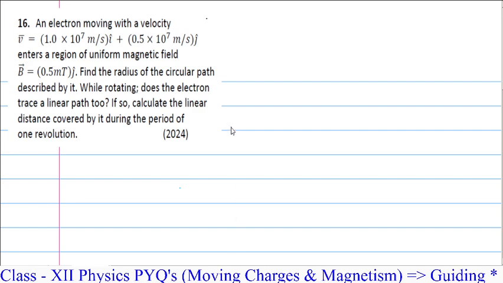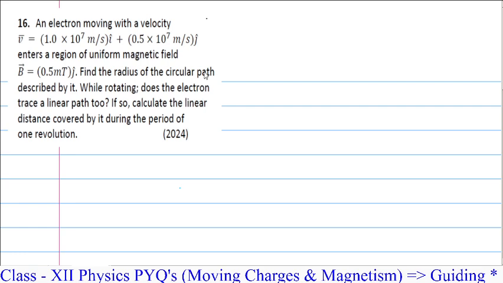Here in this particular question, an electron moving with a velocity v equal to 1 × 10⁷ meter per second i cap plus 0.5 × 10⁷ meter per second j cap enters a region of a uniform magnetic field 0.5 millitesla j cap. Find the radius of the circular path described by it while rotating. Does the electron trace a linear path too? If so, calculate the linear distance covered by it during the period of one revolution.